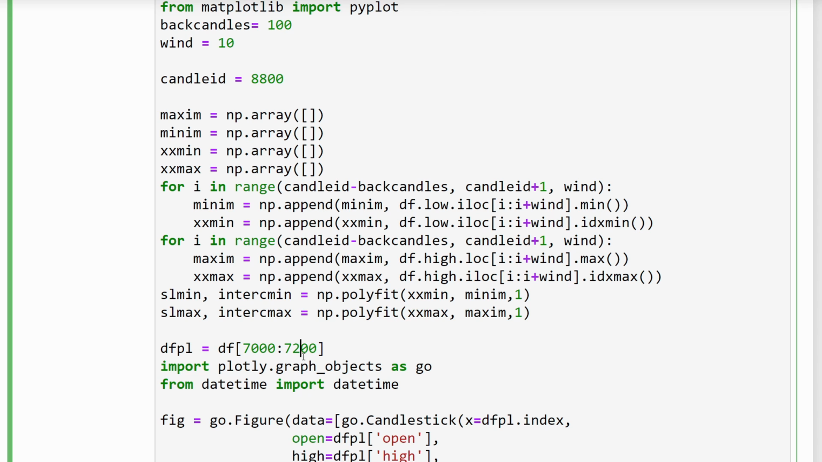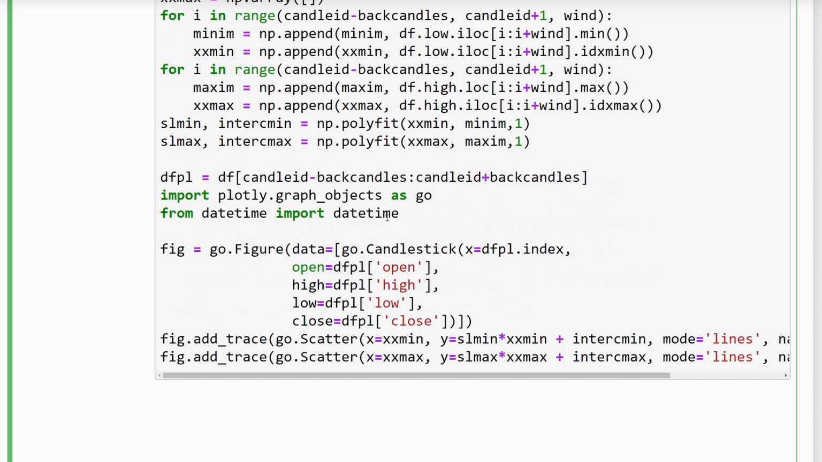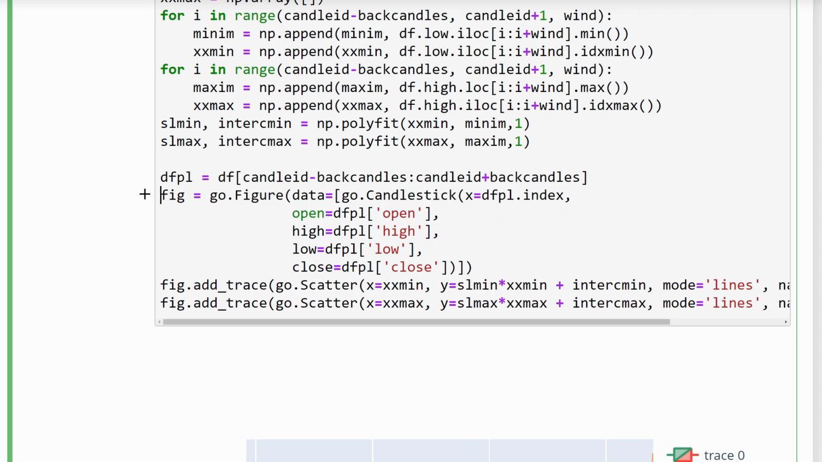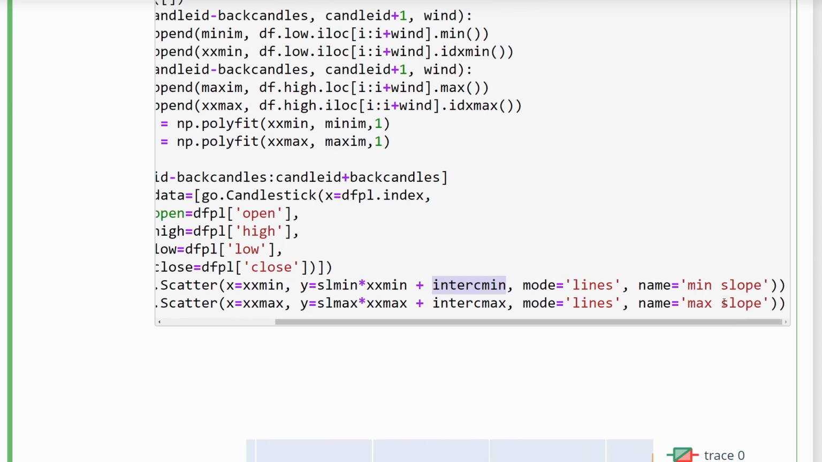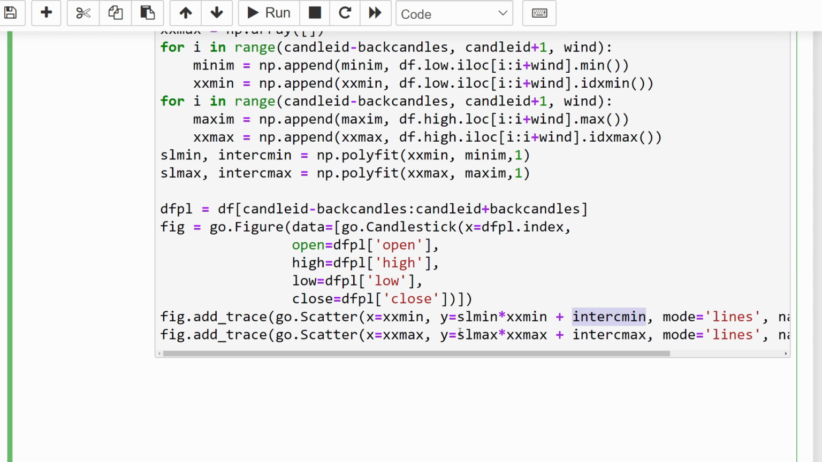I'm going to plot up to the candle ID plus, let's say, the back candles value, and starting from the candle ID minus the back candles value. So these were already imported previously, so we don't need these. This is our candlestick plotting, and I'm going to add to the figure the slopes that we have just defined here. So x is equal to the xx minimums, and y is equal to the slope of the minimums times the xx minimums plus the intercept of these minimums. So the mode is lines, and we're going to call this the minimum slope. Same thing for the maximum slope.